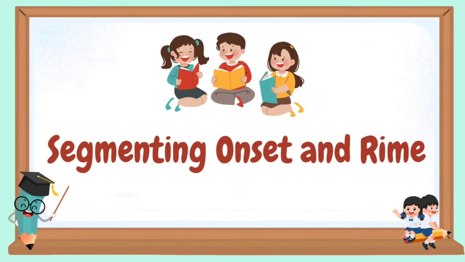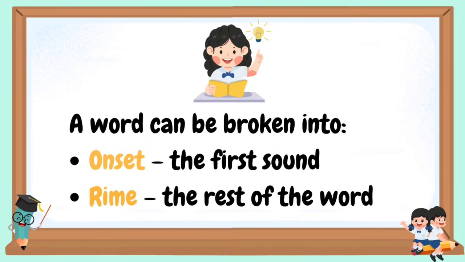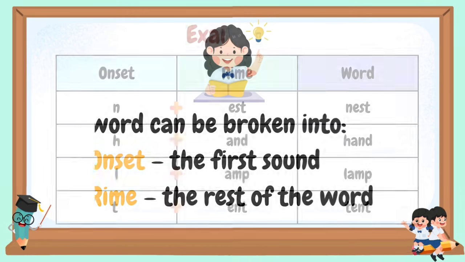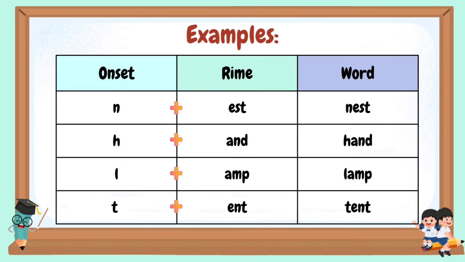Segmenting onset and rhyme. A word can be broken into onset, the first sound, and rhyme, the rest of the word. Examples: est, nest, and hand, ump, lamp, ant, tent.